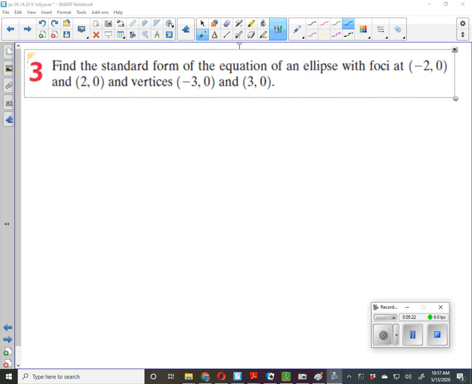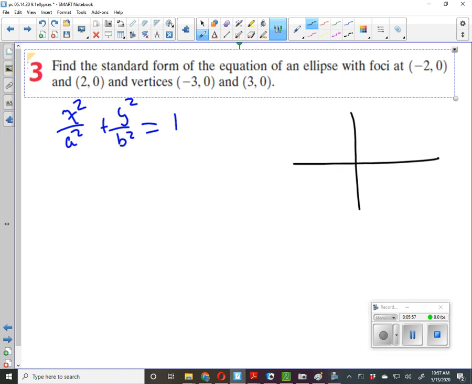All right, problem number 3 asks us to find the standard form of the equation of the ellipse with foci and vertices. Now remember, I should use the terminology: the longer one is your vertices, the shorter one is your covertices. Your standard form is going to be x squared over a squared plus y squared over b squared equals 1. I would start simply by sketching this graph so we can get a visual. I think it's easier to see if you sketch it.